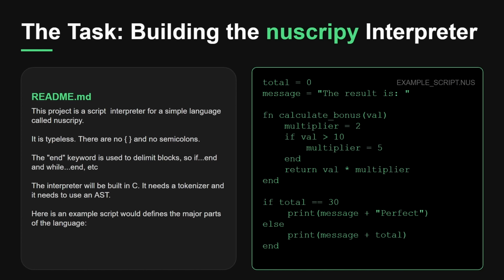So what is the task? Same as the previous video. I've got a language I invented, New Scrippy, and I want an interpreter for it. So this project is a script interpreter for a simple language called New Scrippy. It's typeless. There are no curly brackets, no semicolons. And I've actually got the full README file on my GitHub repository if you'd like to take a look at that. The example code that I give it is actually much longer than this because I cover many aspects of the language inside that example program.